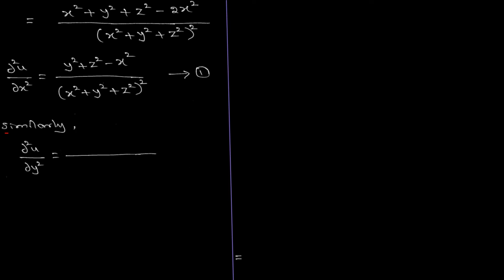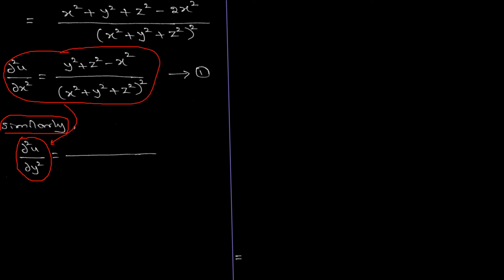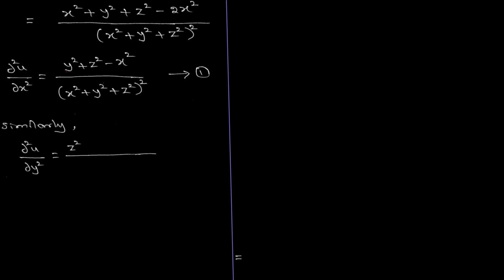Since our function is symmetric, we need not find dou square u by dou y square from the beginning. By just looking at dou square u by dou x square, we can write this derivative and the next derivative also. Just rotate the variable cyclically. In the place of y square, when you rotate, y square becomes z square, z square becomes back to x square, and after x square it is y square. So we have rotated the variable cyclically. That is after x, y; after y, z; after z, x. So that is cyclical rotation.